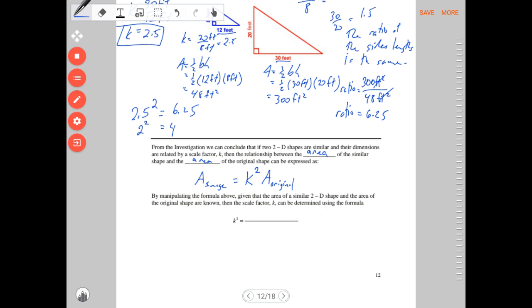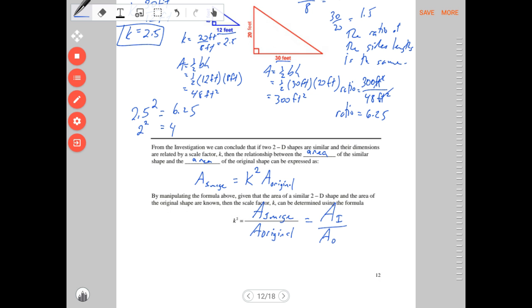Nice. So then by manipulating the formula above, given that the area of a similar 2D shape and the area of the original are known, then the scale factor k can be determined using this formula. So if I just want the k squared, I just divide by the area of the original. So this is going to be the area of the image divided by the area of the original. Okay, and really we shorten that to just AI divided by AO.